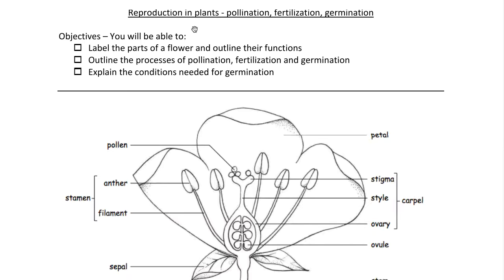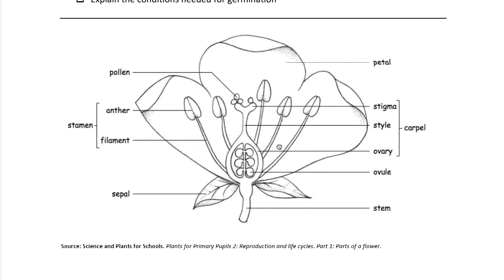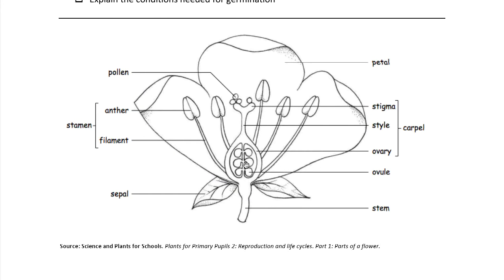This lesson's on reproduction in plants and specifically pollination, fertilization, and germination. And here are the objectives. Now, flowers are the reproductive structures of angiosperms. And here we see a diagram of a cross-section of a flower. This is from Science and Plants for Schools.